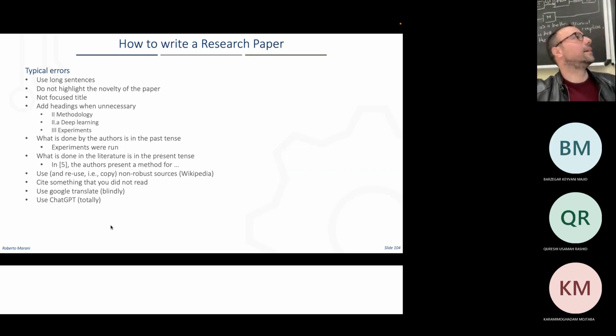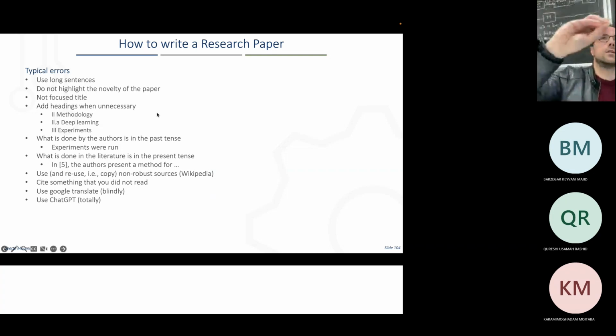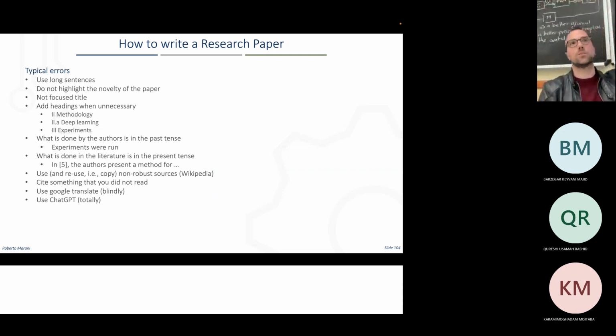Or adding headings when unnecessary. I hate this. If there's a methodology section 2.a, deep learning, and then there's no 2.b, I don't know why you make 2.a. So the separation of paragraphs into headings should be done when necessary. If you are creating something with deep learning, this methodology section should be titled deep learning and not make a subsection without a division into another one. So make subsections when there are 3 subsections, not just one. There's no reason to make one subsection.